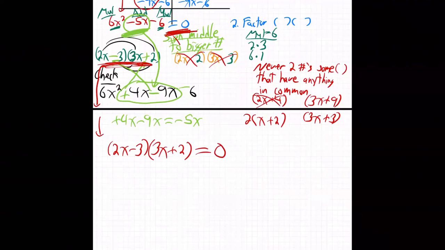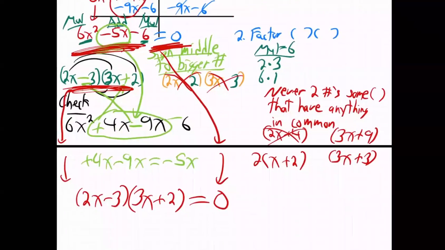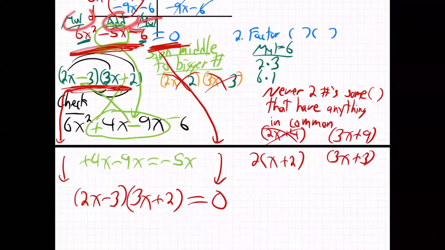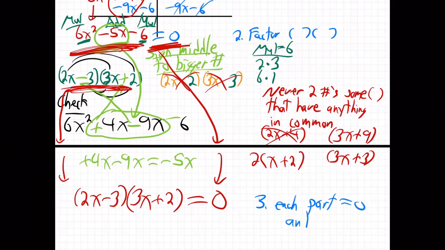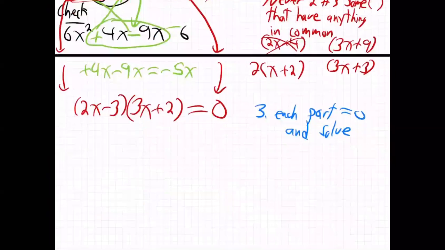Remember the equal 0 that we had from the beginning? So I just factored the multiply, add, multiply into two parentheses, made sure with the check that everything was working with the signs and everything, and then bring it down, right? So that was step 2, factor. All of that was step 2, factor. And then finally, step 3, each part equals 0 and solve.